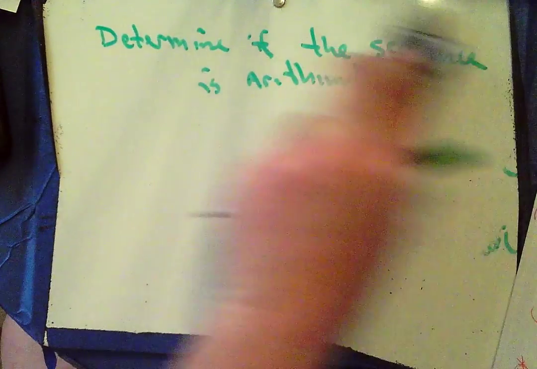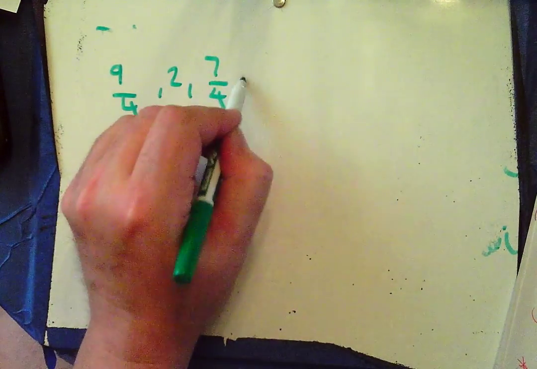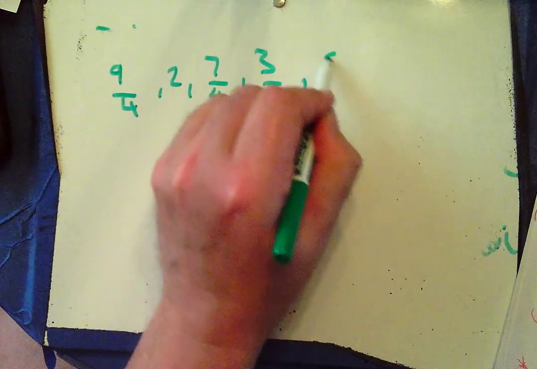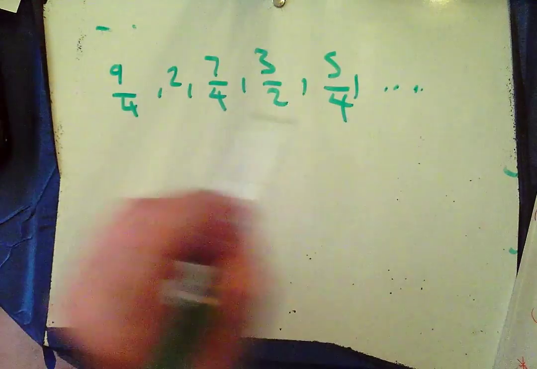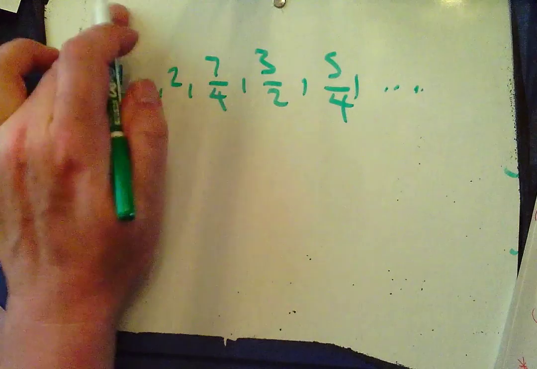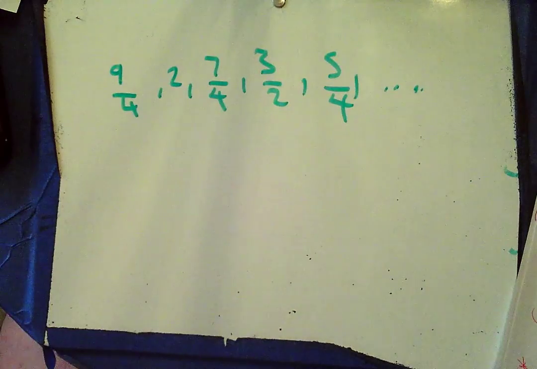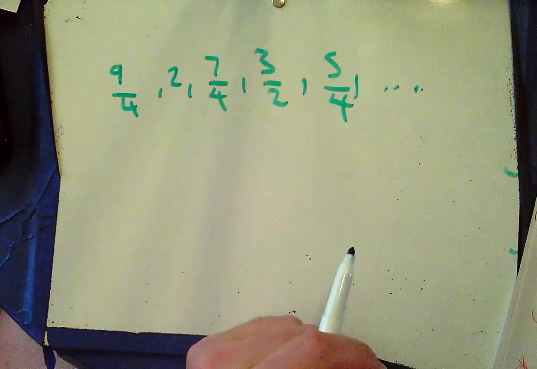Oh, how about one for you? Why don't you determine if this one is arithmetic or not? 9 fourths, 2, 7 fourths, 3 halves, 5 fourths. Is this an arithmetic sequence? Pause the video, give it some thought, try it out. When you're ready, come back.